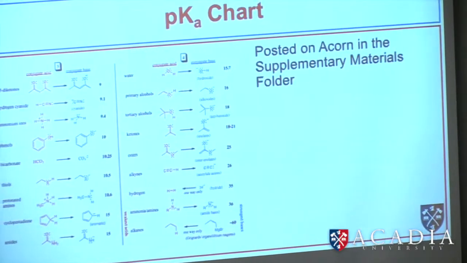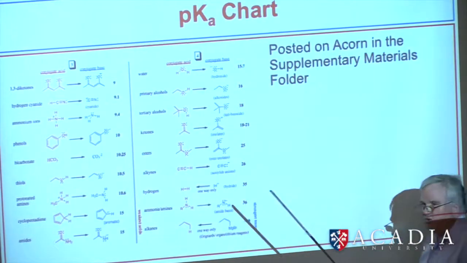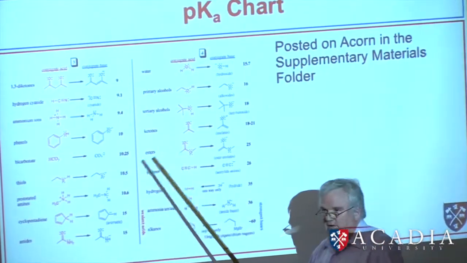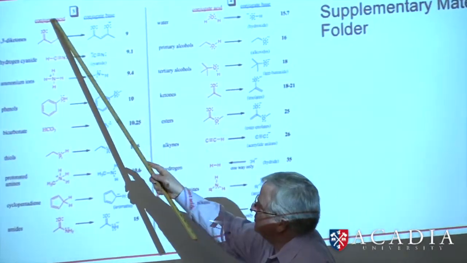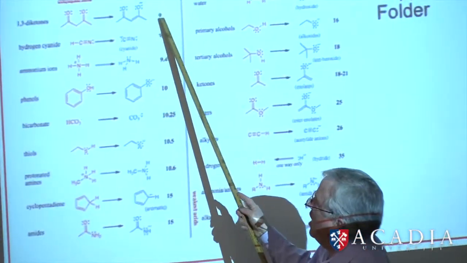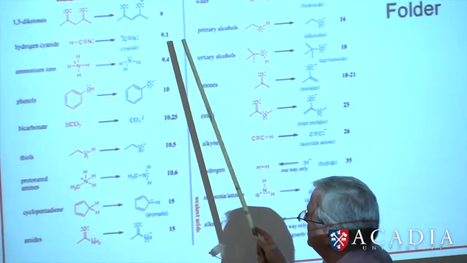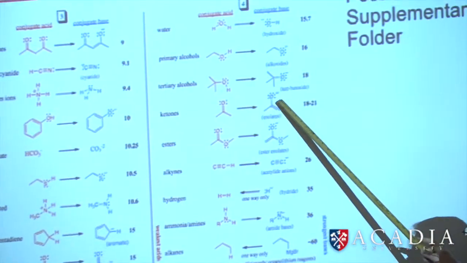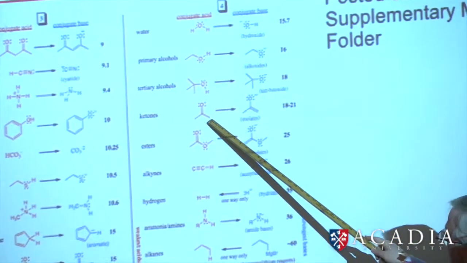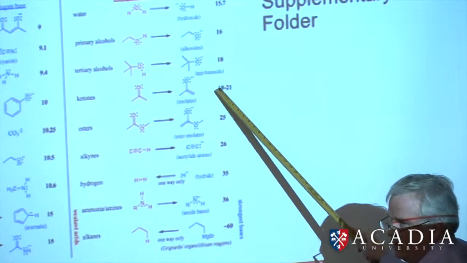I've uploaded to Acorn a pKa chart that tells you the pKa for these different acid-base reactions. So for instance, 1,3-diketones, look at that, pKa is 9. That means it's relatively acidic. It's much more acidic than just a regular ketone. Regular ketones, do we have them on here somewhere? There we are. So to pull off one of these protons, the range is 18 to 21.